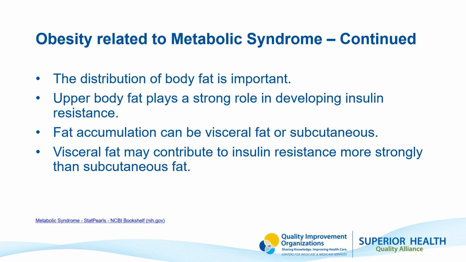Fat accumulation can be visceral fat or subcutaneous. So if you have the apple-shaped body, you probably have some fat around your organs, like your liver. Visceral fat may contribute to insulin resistance more strongly than subcutaneous fat.